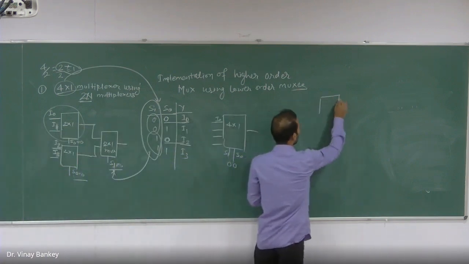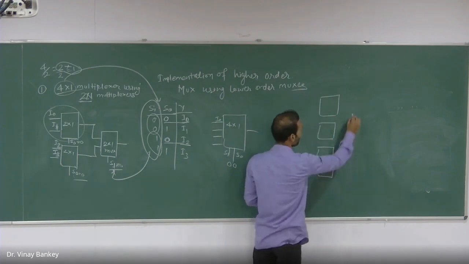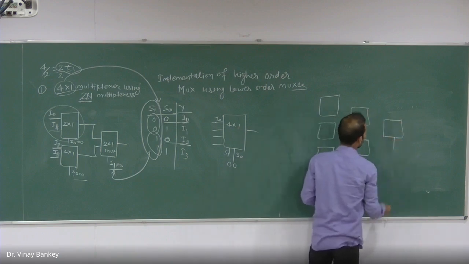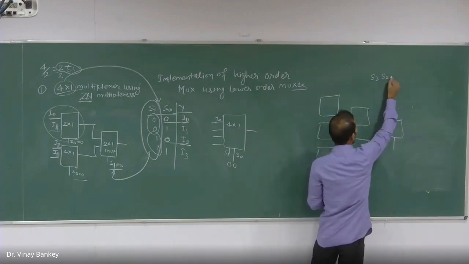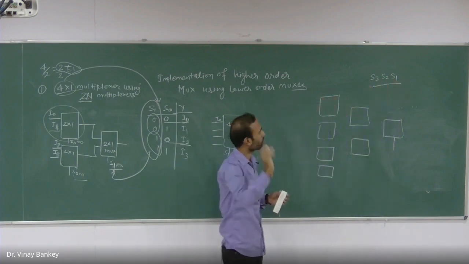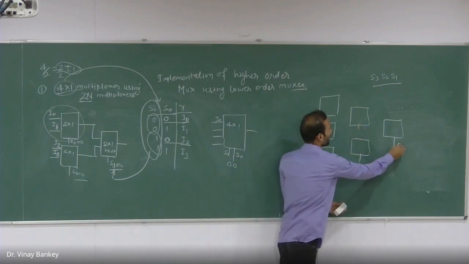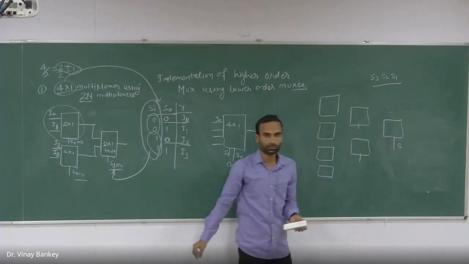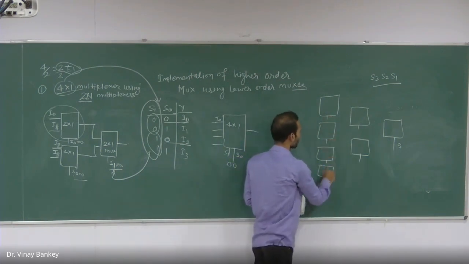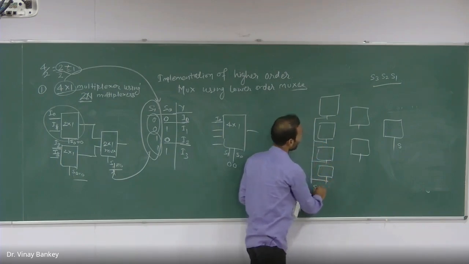If I need 7 multiplexers, they must be arranged in this manner. And if I say S2, S1, and S0 will be the selection lines for the 8 cross 1 multiplexer, which selection line will be connected to this selector? S2. Very good. And all these will be connected to S1.